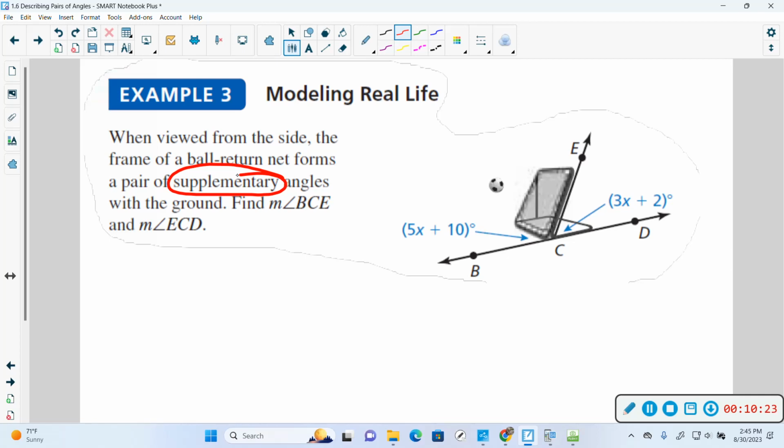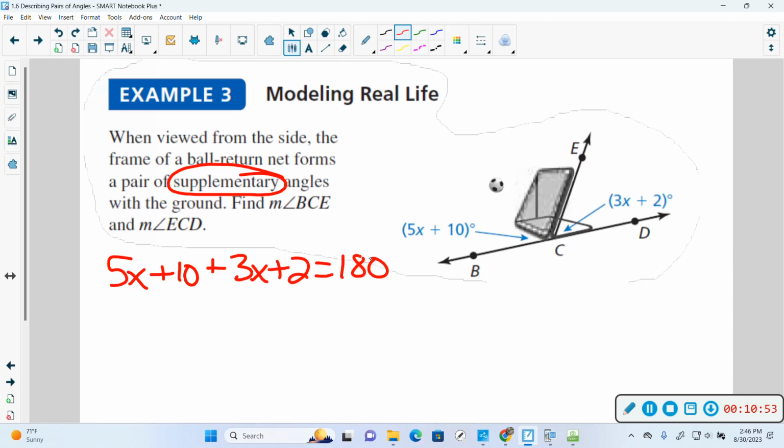Okay, so supplements add up to what? 180. Now, you'll find in geometry, I swear there's like 5 words that mean the same thing. The other, even if it didn't tell me supplements in the directions, a straight line, a straight angle is 180 also. We should know that from the picture. So I'm going to add these up and total it to 180. So let's do our 5x plus 10, our 3x plus 2, 180.